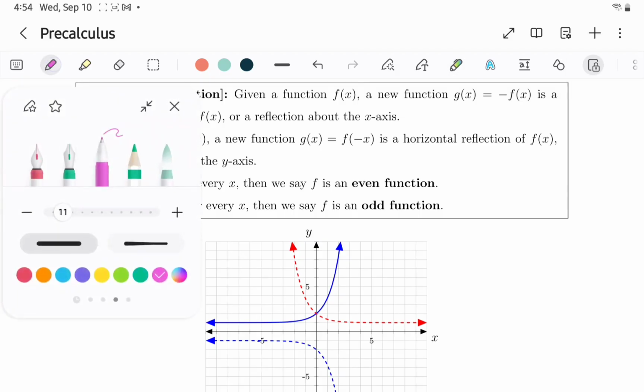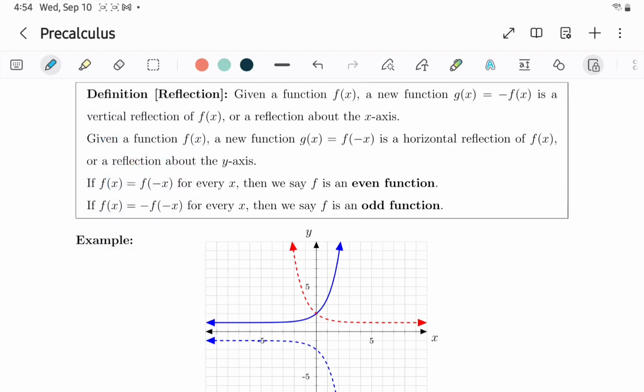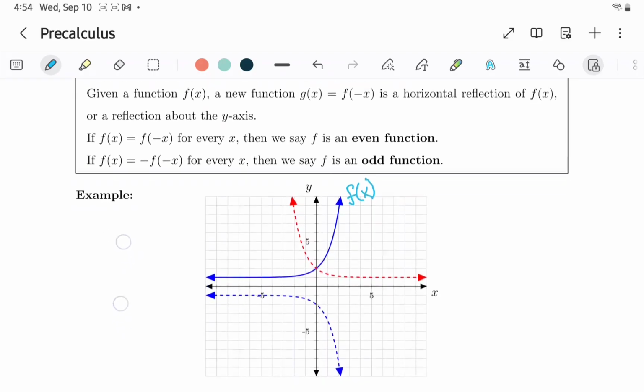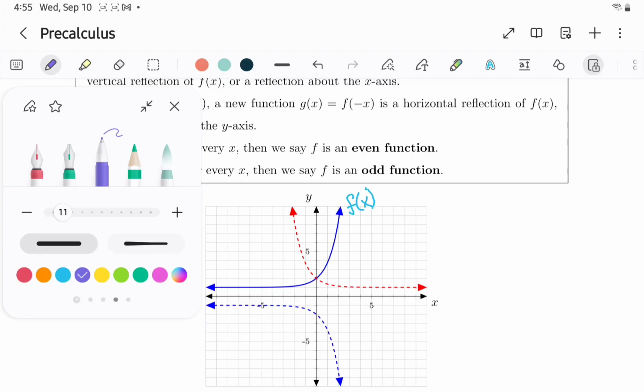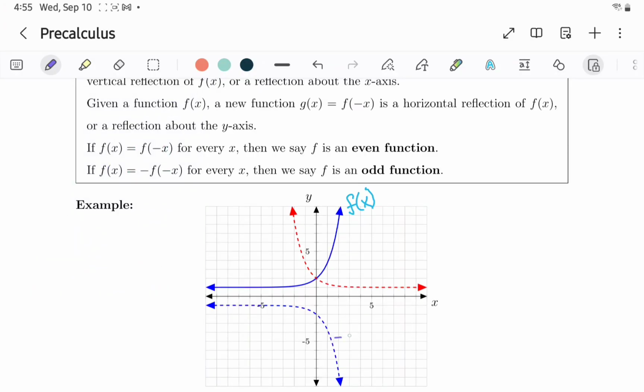So again, we are going to call the graph in solid blue our f of x. And then the dashed graphs are going to represent our reflections here, since that's the transformation we're talking about. So if we look at the graph in dashed blue, right, it is just a reflection of the graph of f about the x-axis. So the graph in dashed blue is going to represent minus f of x. So this one's minus f of x. How about I write that down here?